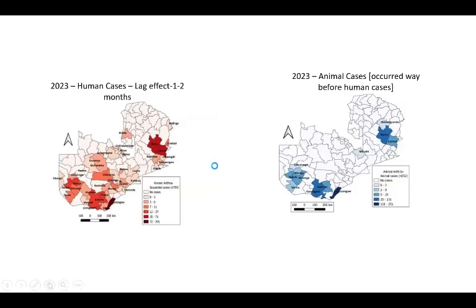I want to bring to the attention, you look at this map, this was for 2023. If you look at this map for 2023, there is what I can call the animal cases. If you look, this was 2023, the blue one on the right. The first cases, you go down, there's what we call Sinazongwe area here. The outbreaks started in Sinazongwe in 2023.